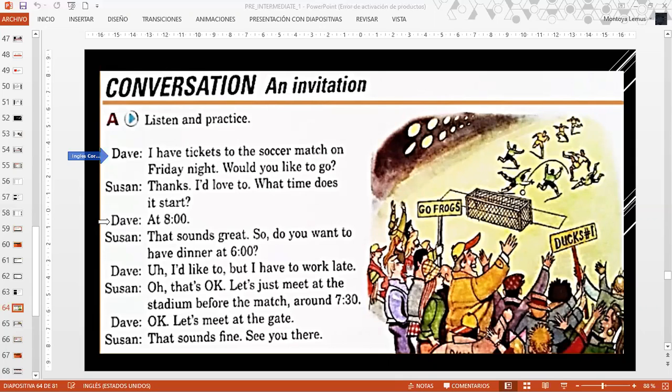I'd like to go. Thanks. I'd love to. What time does it start? At 8 o'clock. That sounds great. So, do you want to have dinner at 6? I'd like to, but I have to work late. Oh, that's okay. Let's just meet at the stadium before the match around 7:30. Okay, let's meet at the gate. That sounds fine. See you there. Okay. Any question with the conversation?